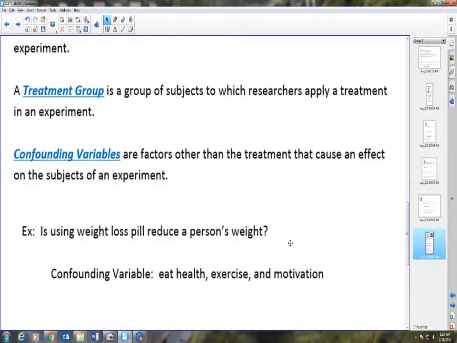So I can lose weight by taking this pill. Confounding variables would be other factors, such as I could also eat healthy, I could exercise more, and I can have more motivation, okay, of being more active. All right, that can also cause me to lose weight. Other than the pill itself, that would be called a confounding variable. Other factors, okay, other different factors.